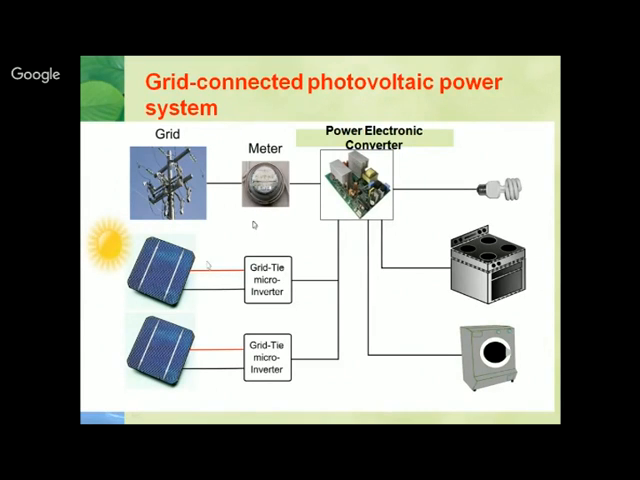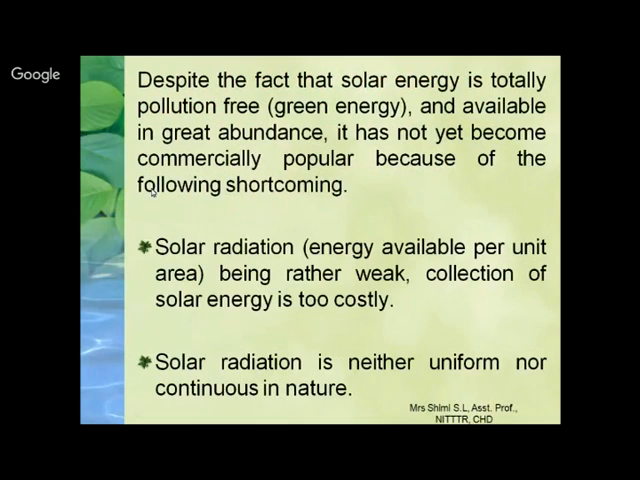So here, micro inverters are being kept. The reason is these can be individual houses, and the power converter converts the DC to AC and you give it directly to the loads. Otherwise you can even give it to the grid using bidirectional meters.